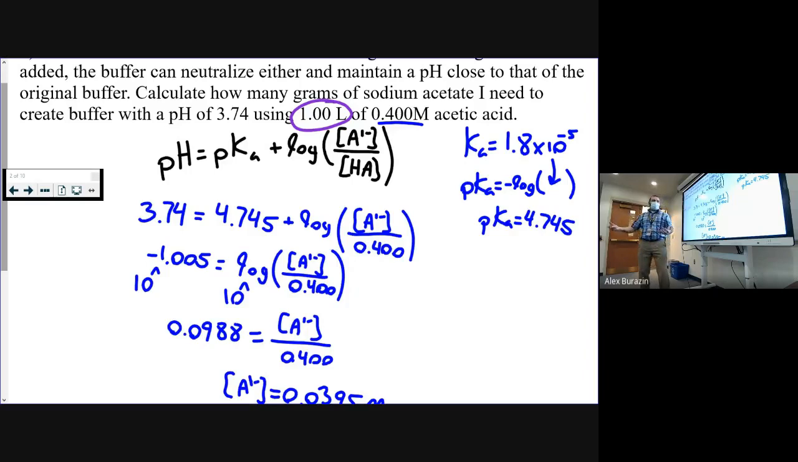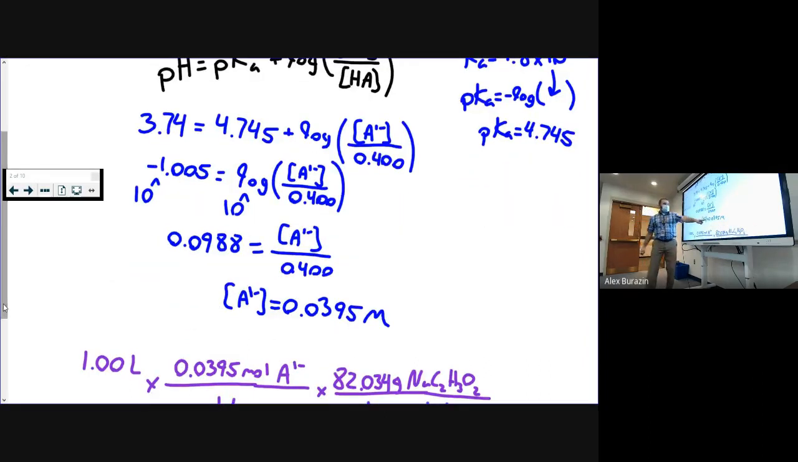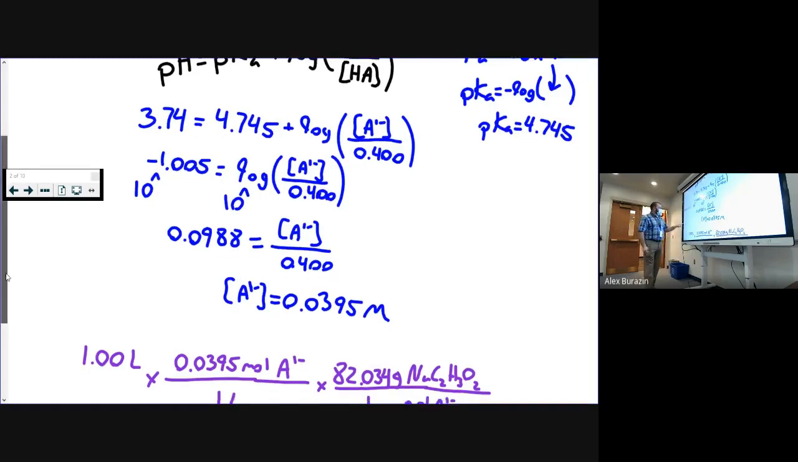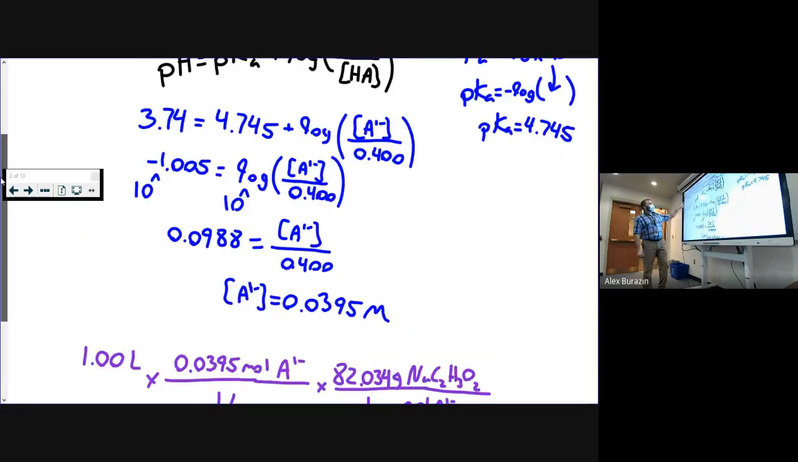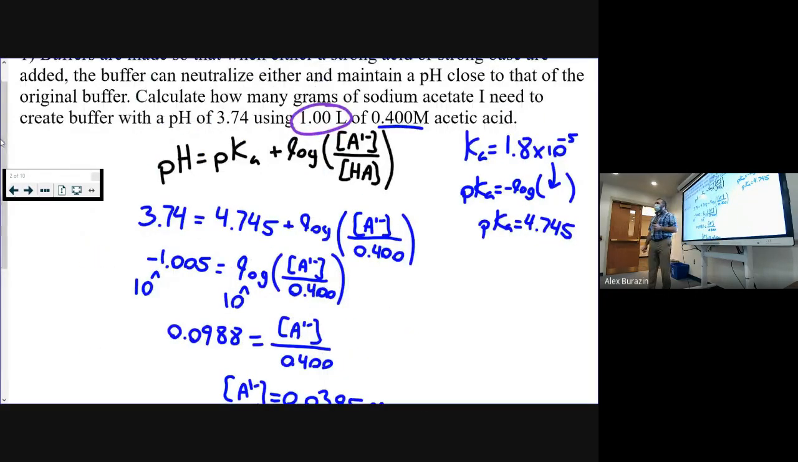So to solve for the mass of how much I need, I used the Henderson-Hasselbalch equation to get the correct molarity of base. Once I know how much molarity of base I need, I can then use the volume of my buffer, the molarity of my base, and the molar mass of my salt to get to the total mass that I need to add. So if I had 1 liter of 0.4 molar acetic acid, and I added 3.24 grams of sodium acetate to that and stirred it up and dissolved it, I would have a buffer at a pH of 3.74. Okay? Try the next one all by yourself.